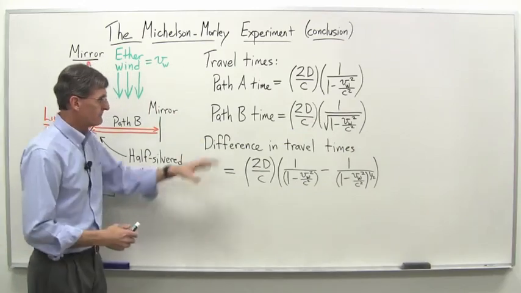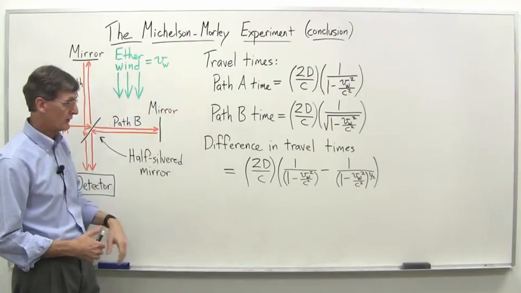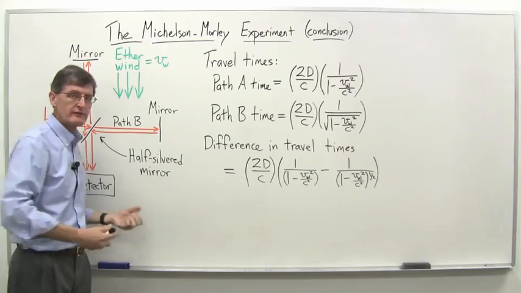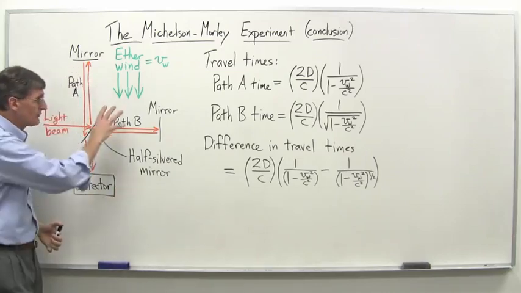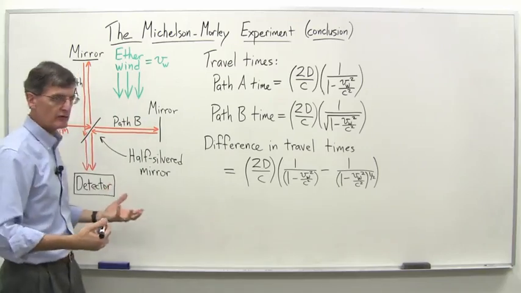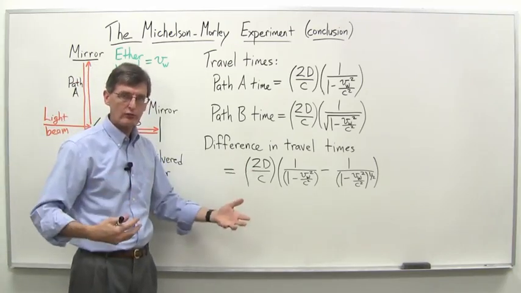So we have the path A time and path B time, the tailwind-headwind and the crosswind time. What we'd like to do is figure out the difference in travel times. What's the effect of the ether wind on the light? And again, this goes back to some of our qualitative analysis of just how waves work.